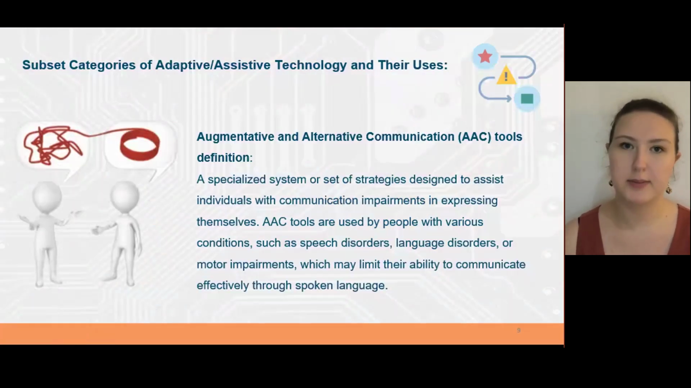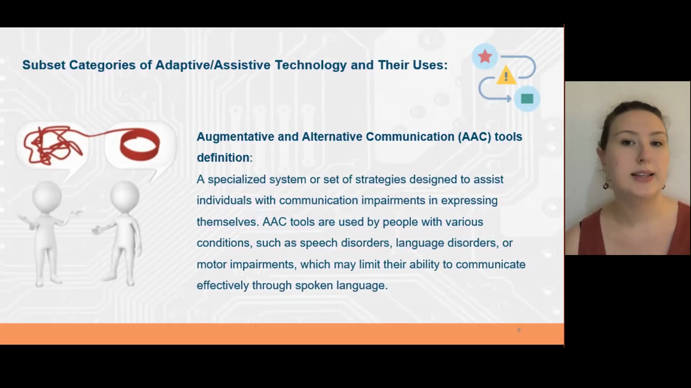Subset categories of adaptive and assistive technology and their uses. First of all, augmentative and alternative communication, or AAC tools. These can be defined as a specialized system or set of strategies designed to assist individuals with communication impairments to be able to better express themselves. AAC tools are used by people with various conditions, such as speech disorders, language disorders, or motor impairments, which may limit their ability to communicate effectively through spoken language.